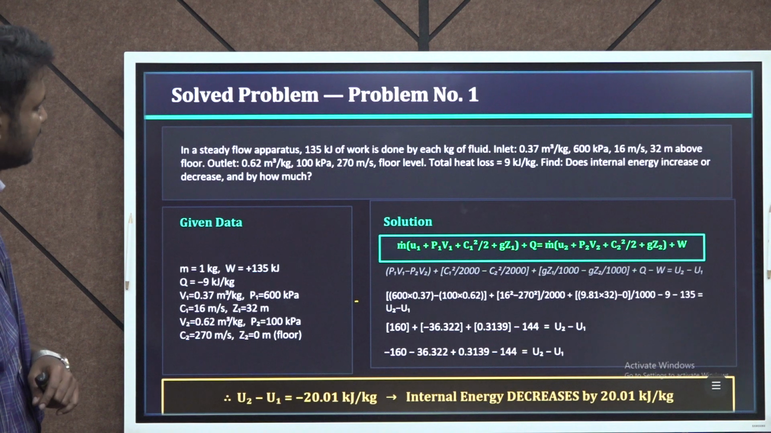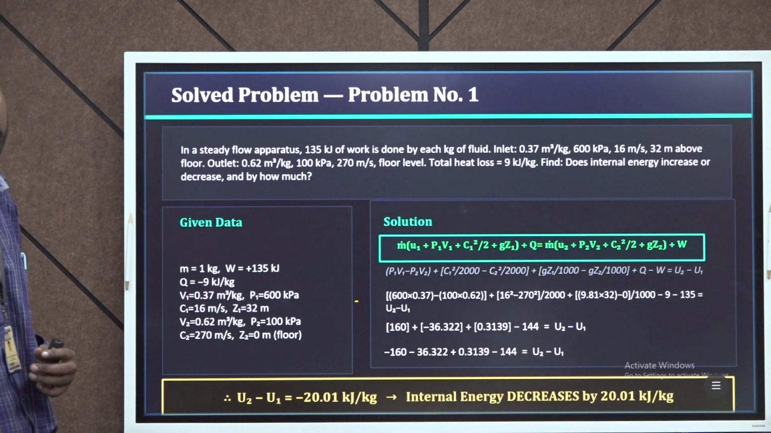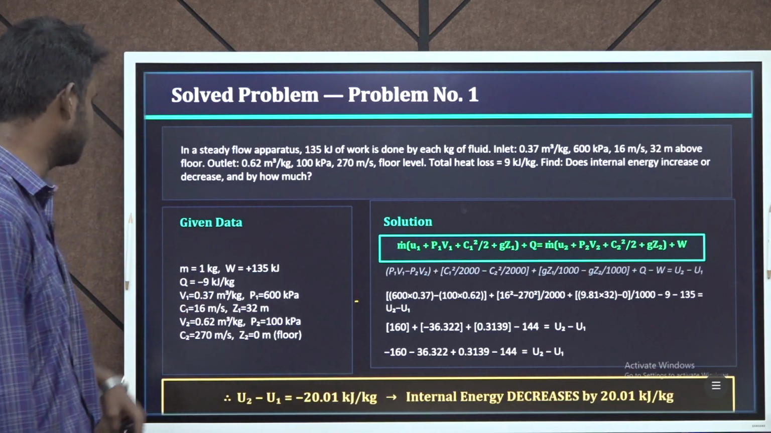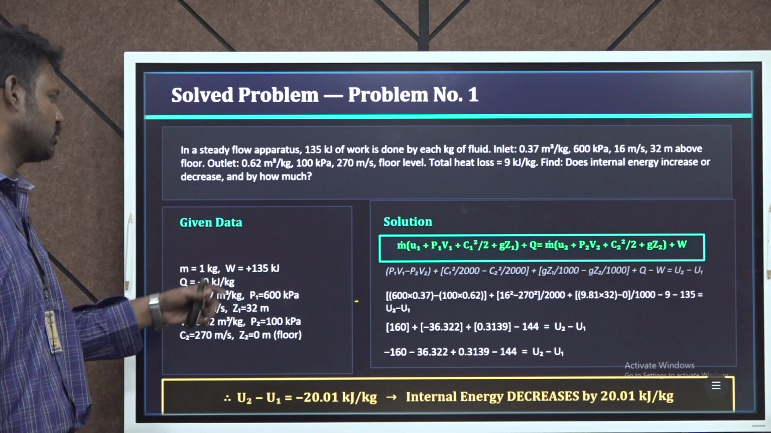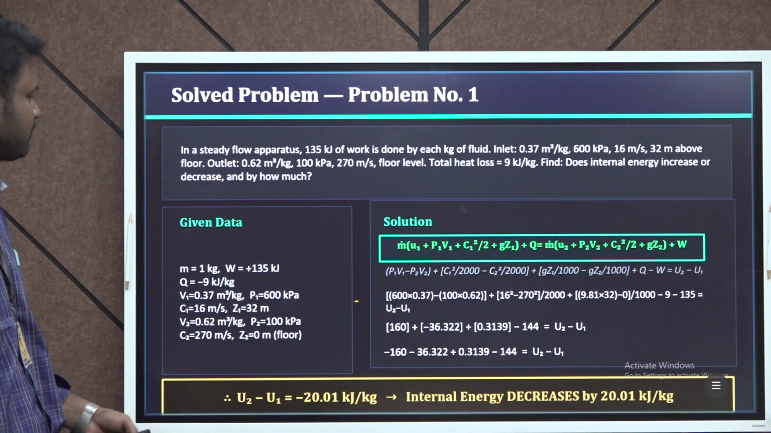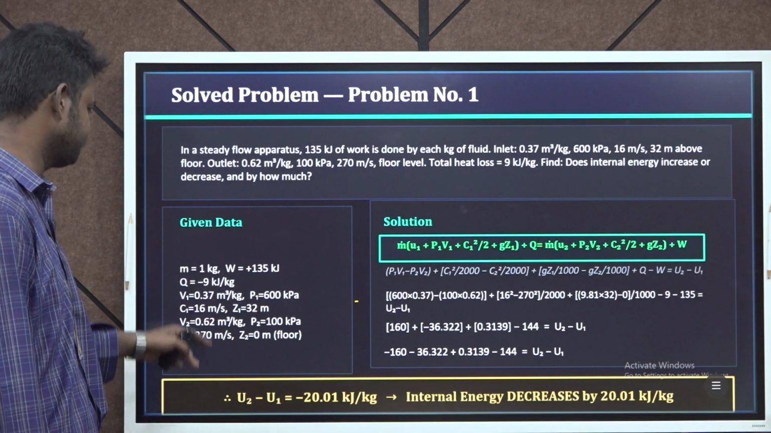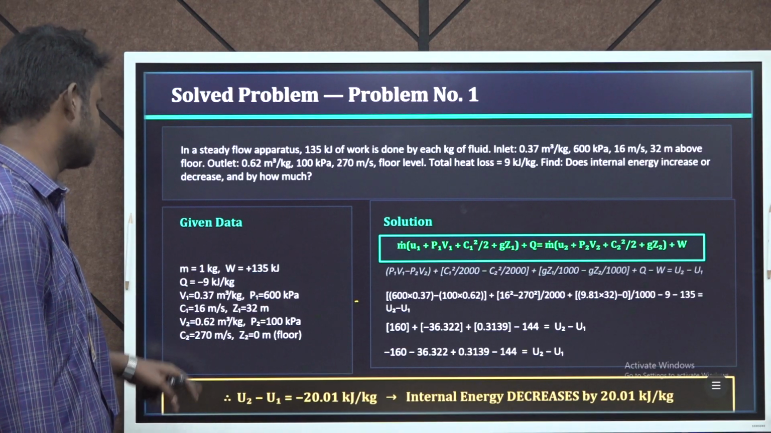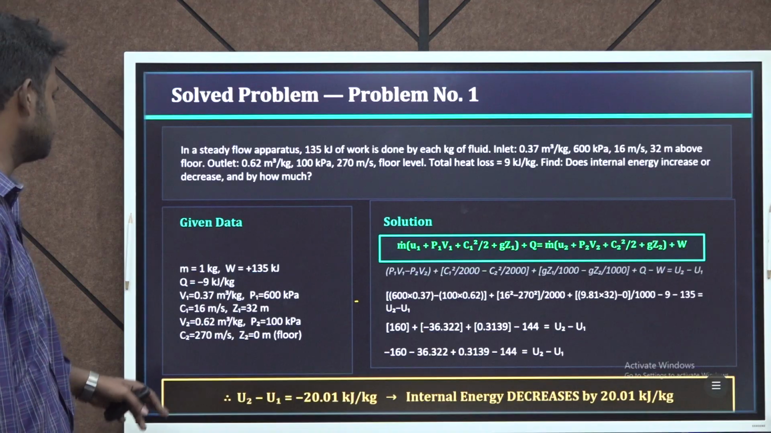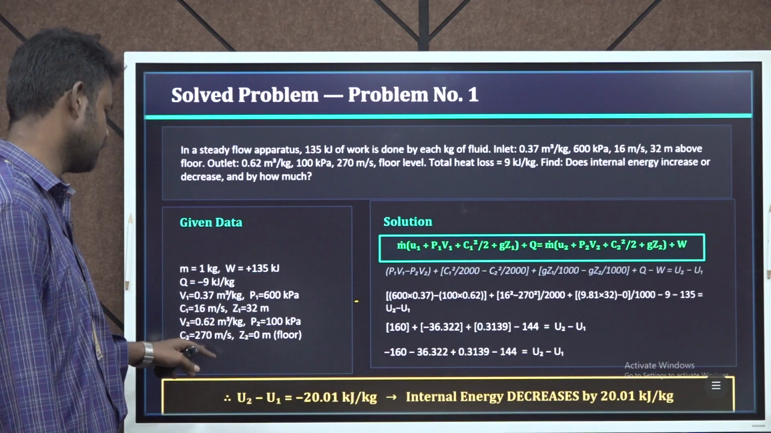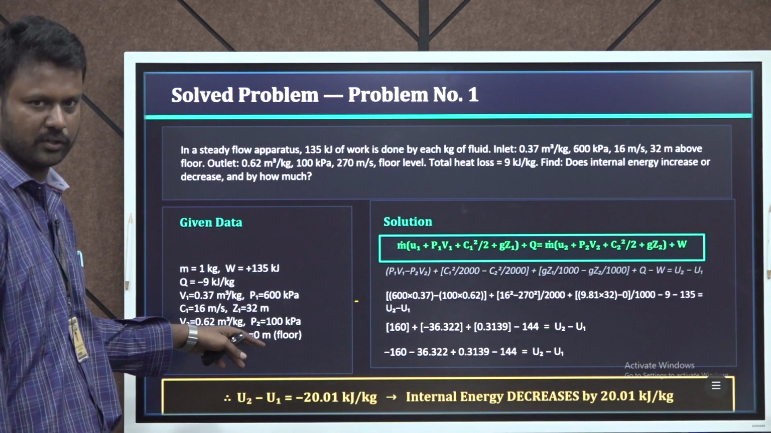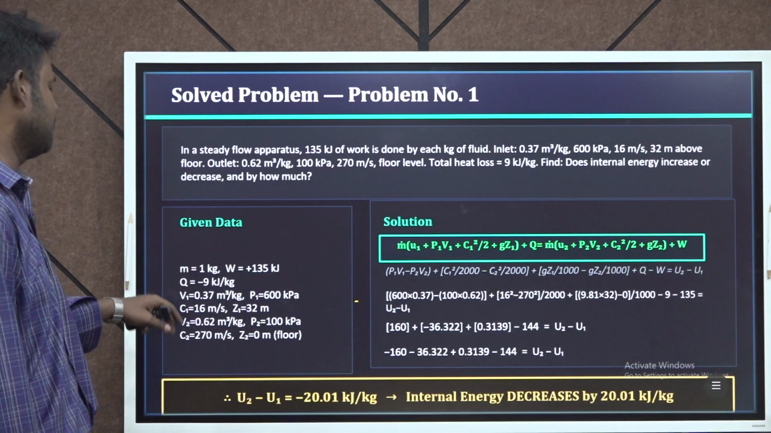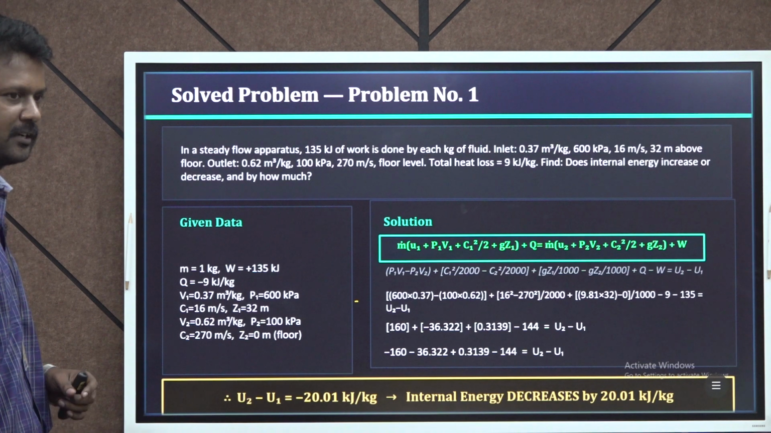Total heat loss is 9 kilojoule per kg. Find out, does the internal energy increase or decrease and by how much? So the given data is M1 is equal to 1 kg, W is equal to 135 kilojoule, Q is negative since it is heat loss, and the specific volume is 0.37 meter cube per kg, C1 is 16 meter per second, C2 is 270 meter per second, and Z2 is equal to 0 meter since it is floor elevation, and Z1 is 32 meter.